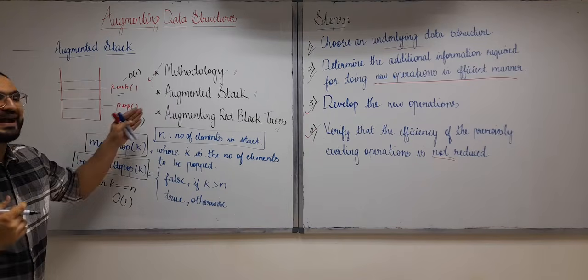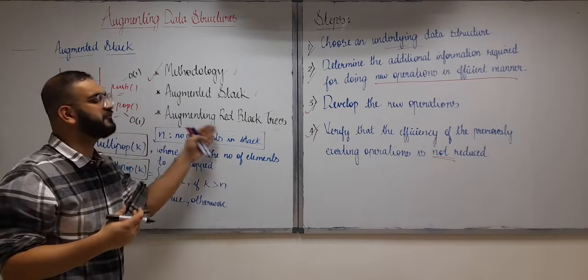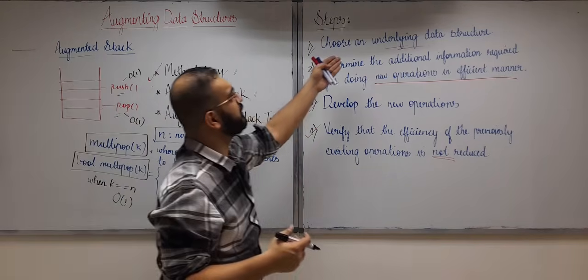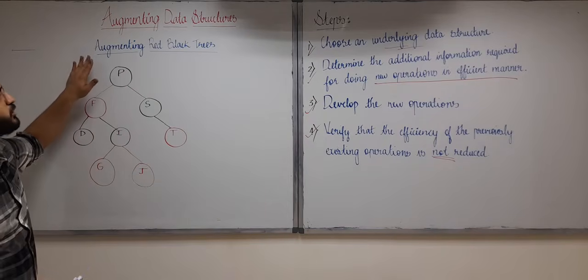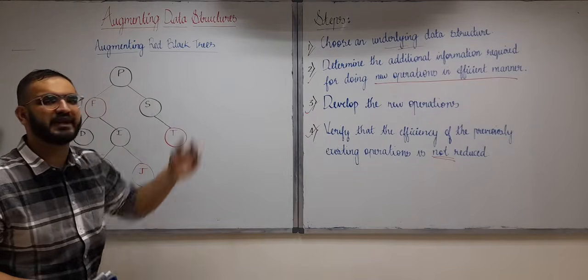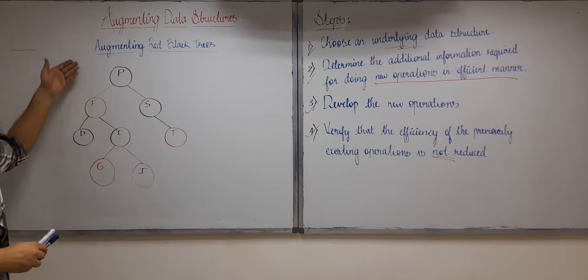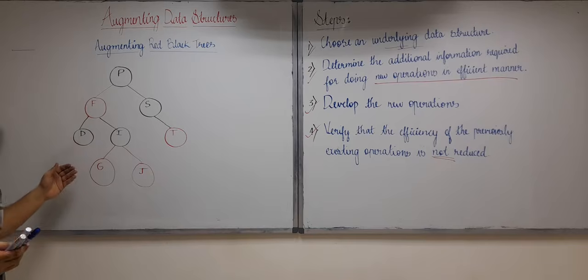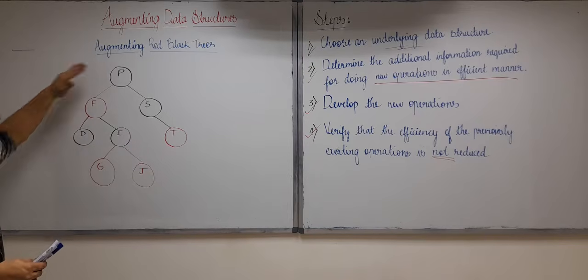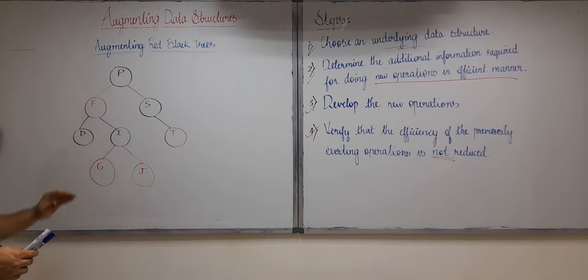Now let us look at a more complex example in which the data structure that we will choose is red-black trees, okay? So now let us look at the example of augmenting red-black trees. So this is a red-black tree. As you can see, each and every node is either red or black, and the root is black, and there are no consecutive red nodes.